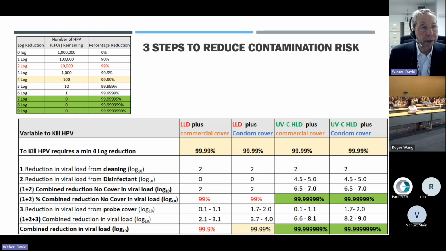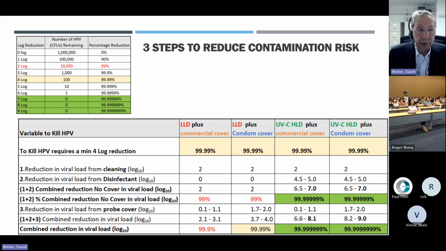Well, again, we're going to talk about the 3 steps to reduce contamination risk. Zero logs gives you, starting with 1 million organisms, a 0% reduction. Just cleaning reduces it 99%. High-level disinfection then adds 4 more logs. So now you've gone from 1 million down to just 99.9999% removal. But then, adding the probe cover plus potentially as high as a 10 to the 5th reduction, you can see here, even if you started out with 1 million human papillomavirus viruses, you would end up with 0.